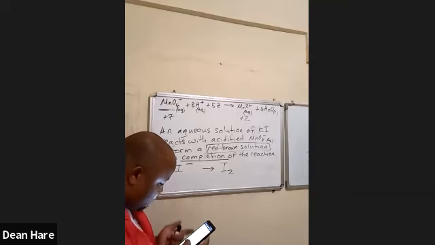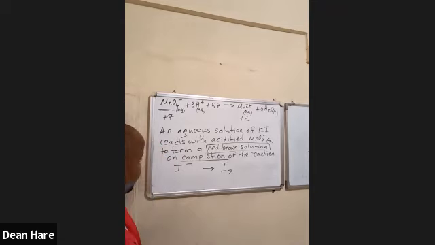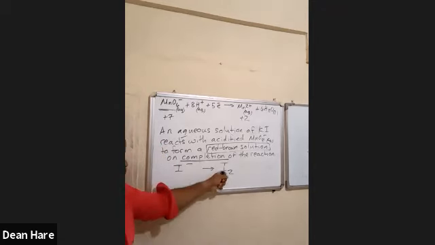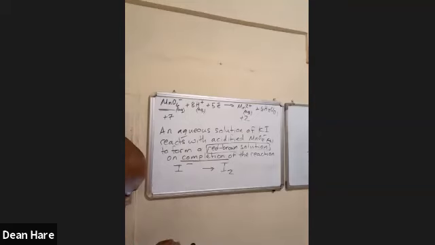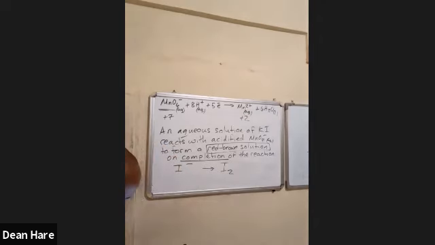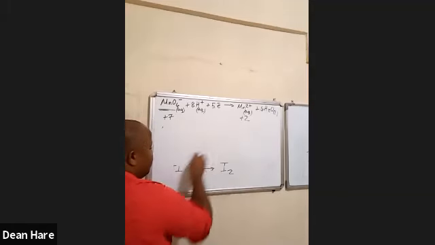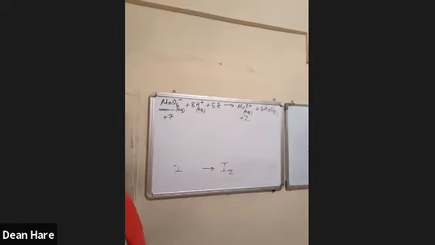Right, so it says identify the species responsible for the red-brown color. So it would have been I2. Then it says, given that the iodide ion reacts according to the following half equation. Let me put the half equation on the board. But I want you to balance it.